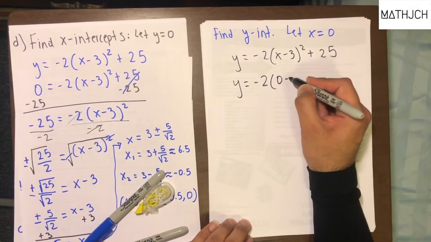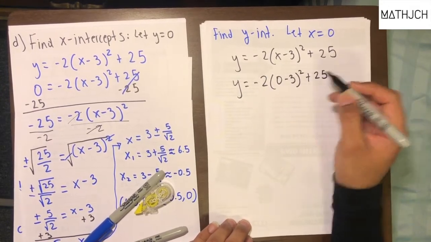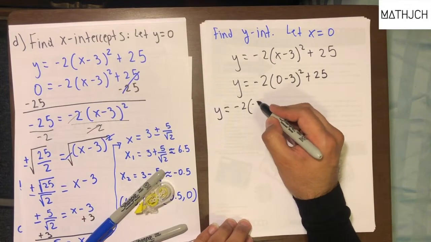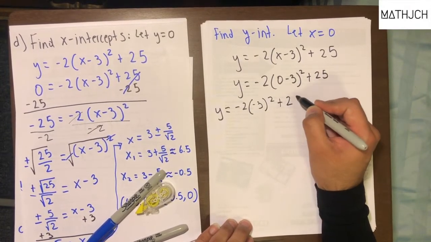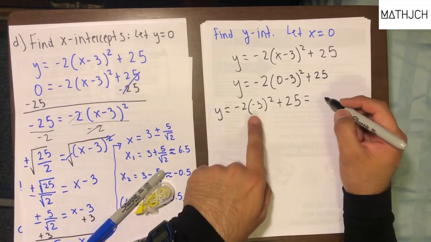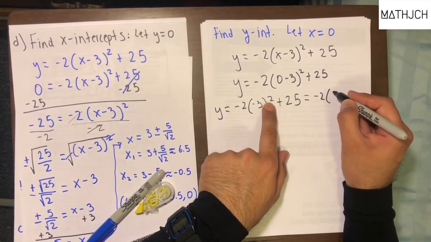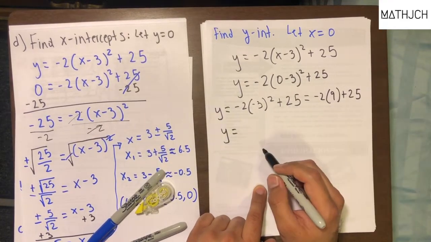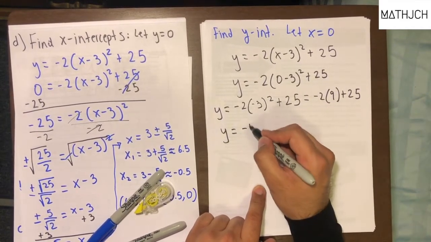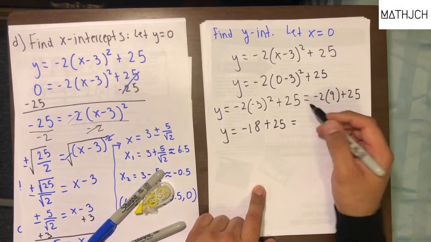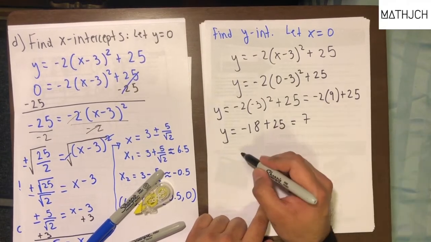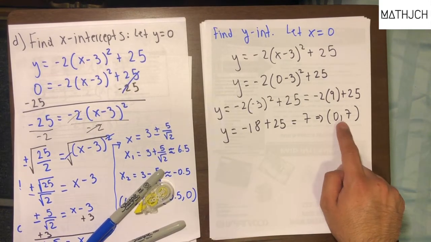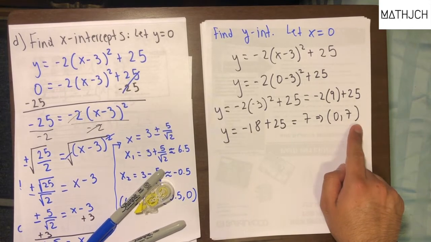-2 times 0 minus 3, power 2 plus 25. That leaves us with -2, so we have to do the inside part of the parentheses first, and for the next step, the exponent, right? That leaves us with -2 times -3 power 2, which is 9, because -3 times -3 is +9, plus 25. Then -2 times 9 is -18, plus 25, which gives us 7. So our point is 0 for x and 7 for y. So we know that when we sketch the graph, it is gonna pass through 0, 7.